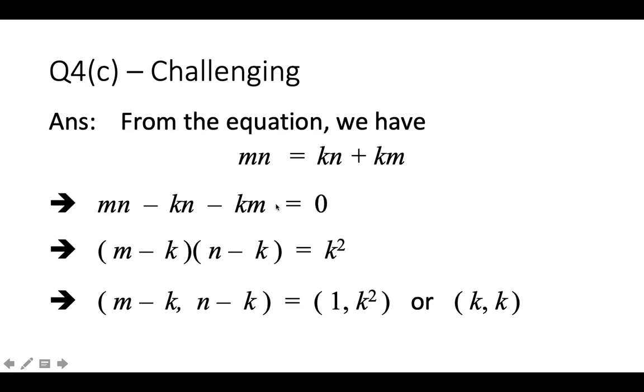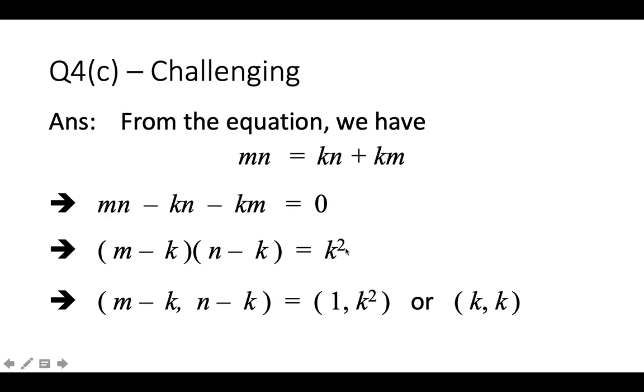So the missing term here is that we should add k squared so that we can complete it, so that we can make it into something like this. After adding k squared on both sides, the left-hand side we can factorize into (m minus k) times (n minus k), and the right-hand side is k squared. Now recall that k is a prime number.